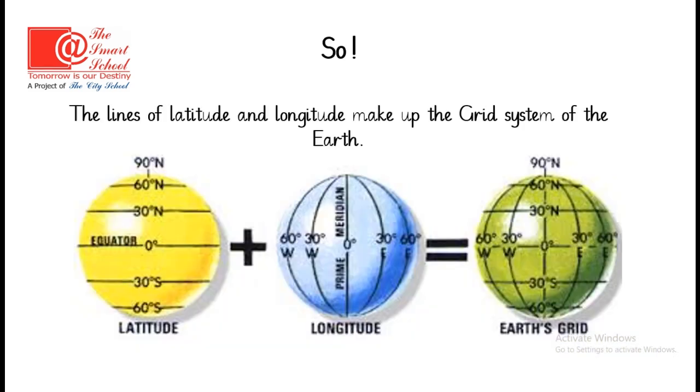So what we conclude is the lines of latitude and longitude make up the grid system of the earth. These are the lines of latitude and these are the lines of longitude. Together, both these lines make up the Earth's grid. And we will discuss in detail in the next lesson the grid lines and the grid references. Grid lines we have already discussed, but the grid references we will be discussing in our next lesson.